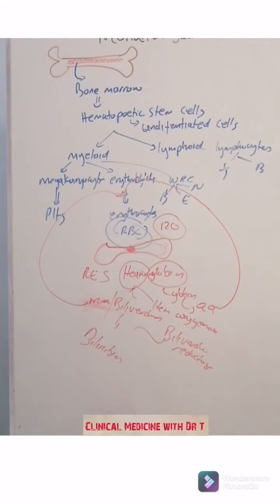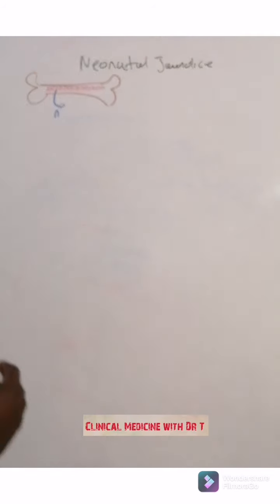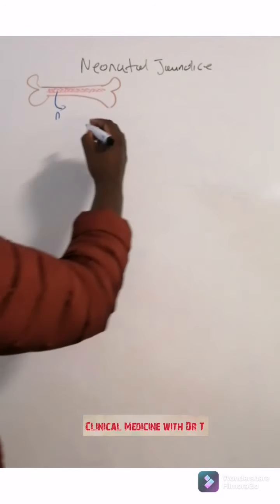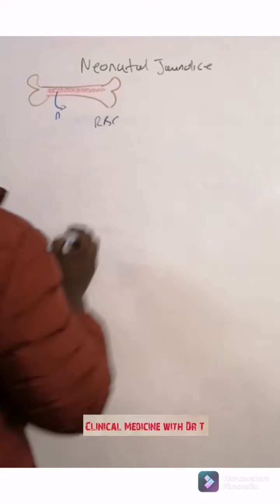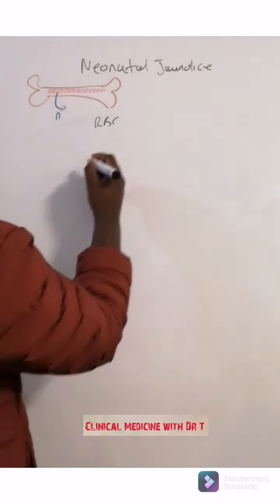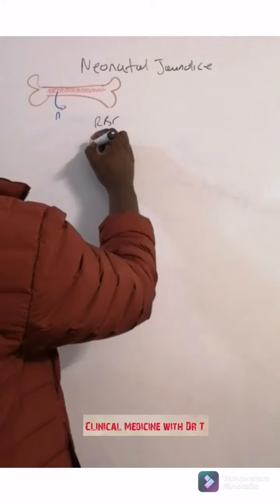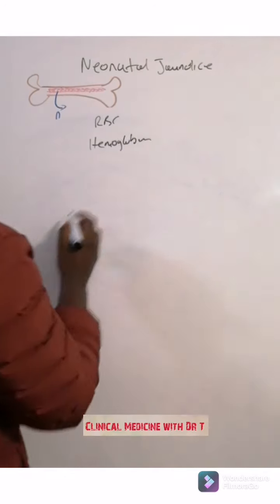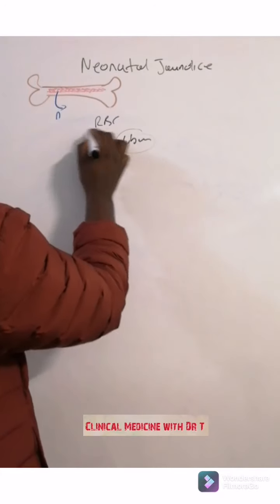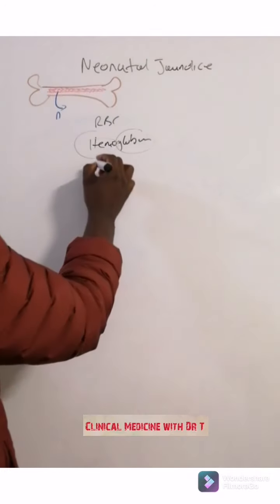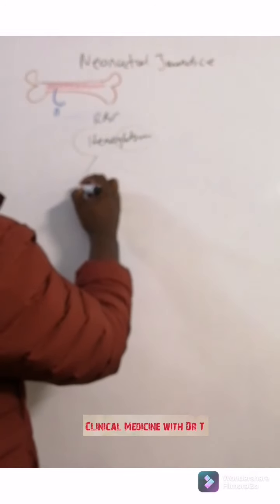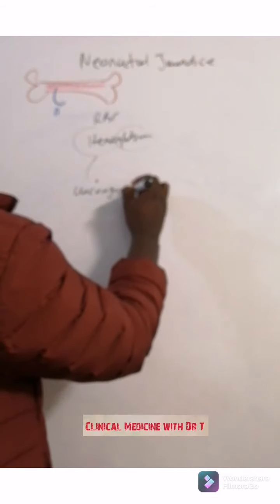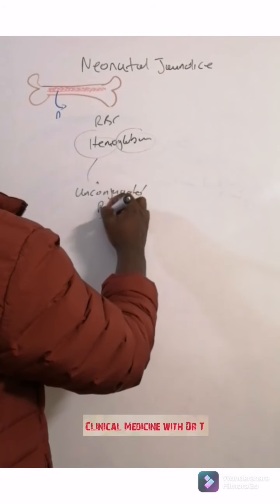Okay, let's just clear space. So now what we have is, like we said, we had a red blood cell broken down. So the hemoglobin broken down into the globin, into the heme, and then now we have unconjugated bilirubin.